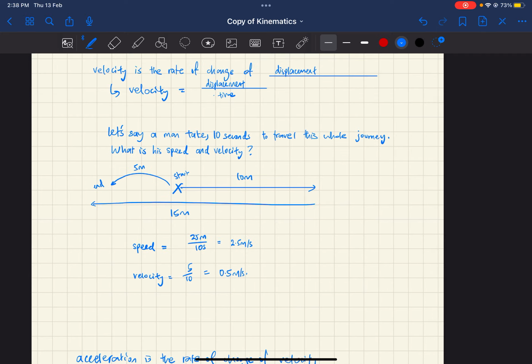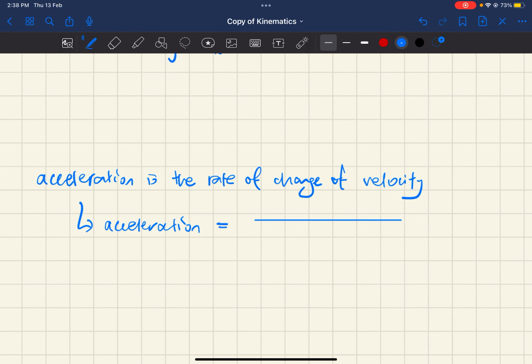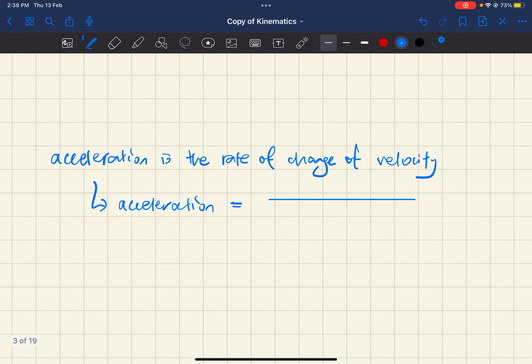That's all. Alright, so next one over here is acceleration. This one I'll be covering in more detail later, but acceleration is just your rate of change of velocity. So it will be final velocity minus your initial velocity, over time. This one, don't worry, I'll be covering with you later on.